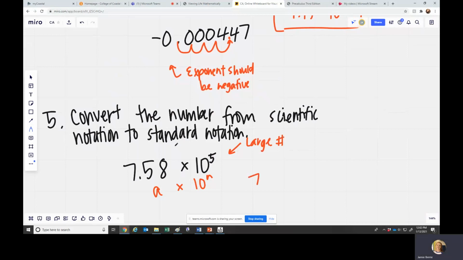All right, so we're going to write 7.58. And now we're going to move the decimal this many places. We're going to move it 5 places. We're actually going to move it to the right this time because we know it's supposed to be a really large number. If we moved it to the left, that would put zeros over here, and it would become a really small number. So we want to move it to the right 5 times. 1, 2, 3, 4, 5. Fill in those blank spots with zeros. So there you go. Our answer is 758,000.